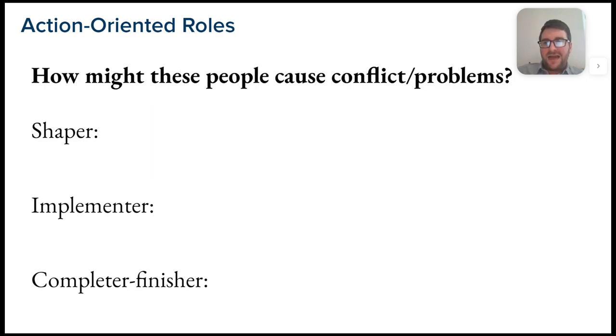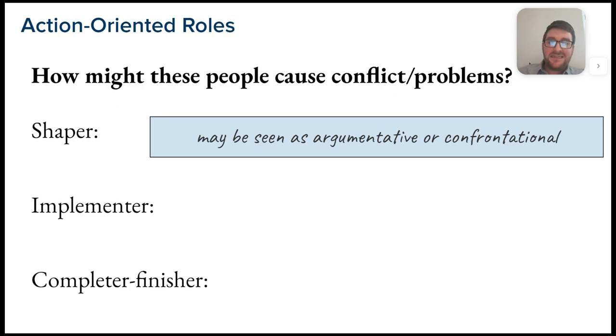So these people, the action-oriented people, the ways they might cause conflict are with shapers. They're often seen as confrontational. People might not like them. This is because they're looking at the work of others and they're trying to make it better.